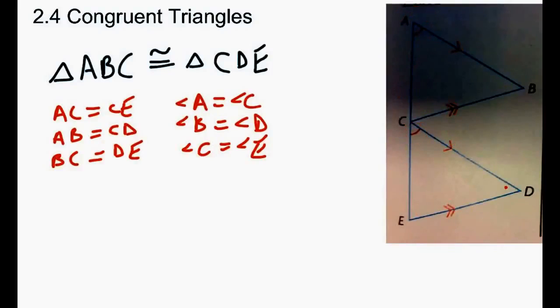So the question is, in order to prove that triangles are congruent, do we need to be given all 3 sides and all 3 angles? The answer is no. We only need certain parts to show that they're the same. There are 3 different cases that show triangles are congruent, so we'll go through each of the 3.